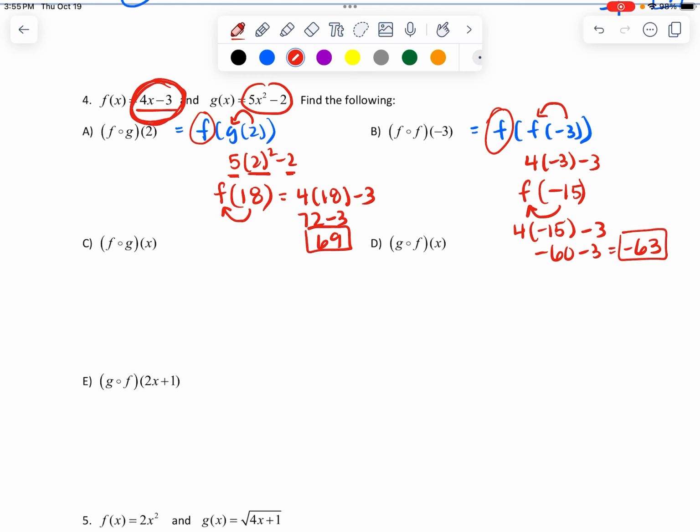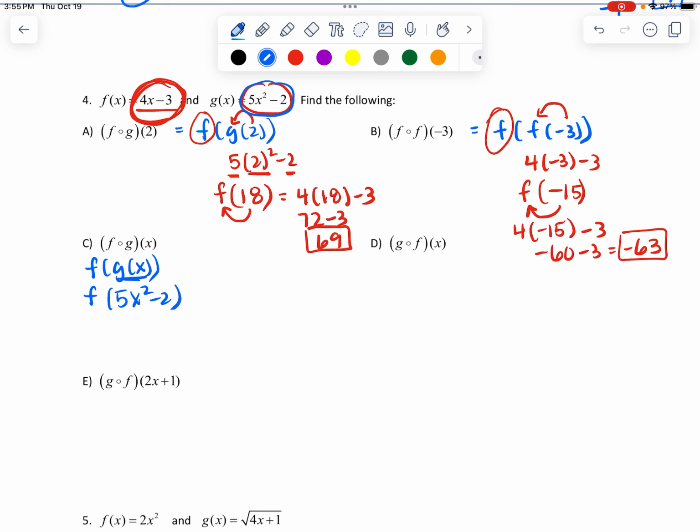All right, and then C. So again, write down your translation. This means f of g of x. Okay, no numbers this time, which means my answers are just going to have x's in them. Okay, so what is g of x? Well, g of x is this 5x squared minus 2. So I'm going to replace that, f of 5x squared minus 2.